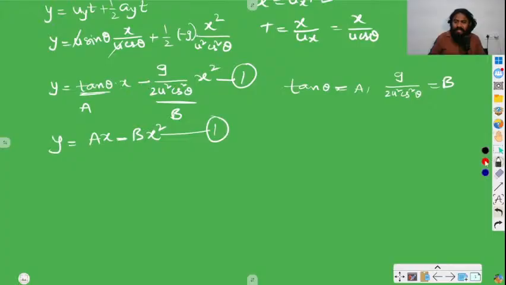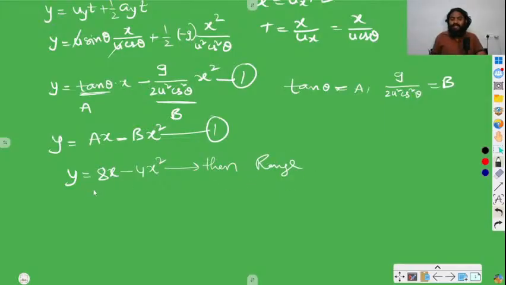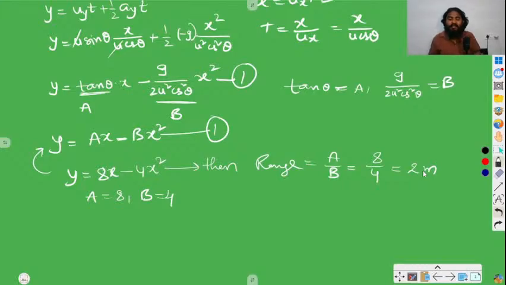So now here, for example, let me give you one simple question. For example, they have asked a question like y is equal to 8x minus 4x square, then what is the range? They have asked the range formula. So here if you compare these two equations, a is nothing but 8 and b is nothing but 4, right? So now actually the range formula is equal to a by b, that is equal to 8 by 4, which means 2 meters. This is the range of the projectile.